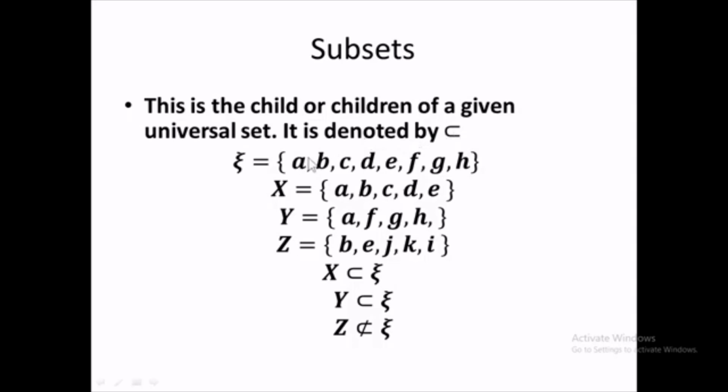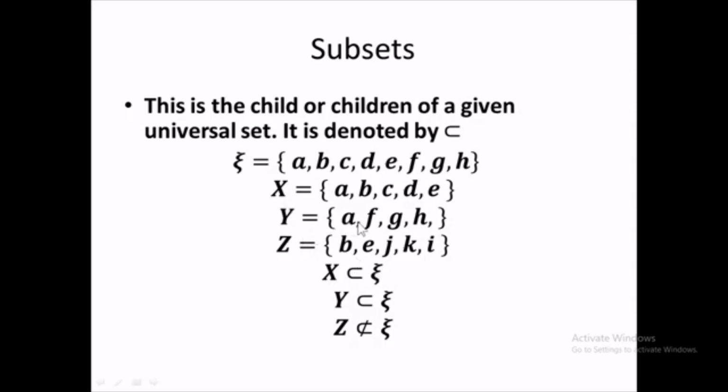That is, all other given sets are inside the universal set. That means those sets are subsets of that universal set. Look at this universal set we have here, having elements A, B, C, D, E, F, G, H. And we have set X, having elements A, B, C, D, E. You can see that all the elements in set X are also in the universal set E. A is here, B is here, C is here, D is here, and E is here. So that means set X is a subset of universal set E. And how do you write that? Set X is a subset of the universal set.